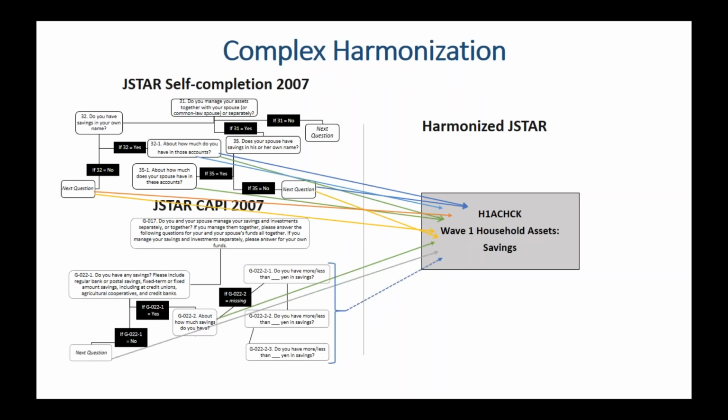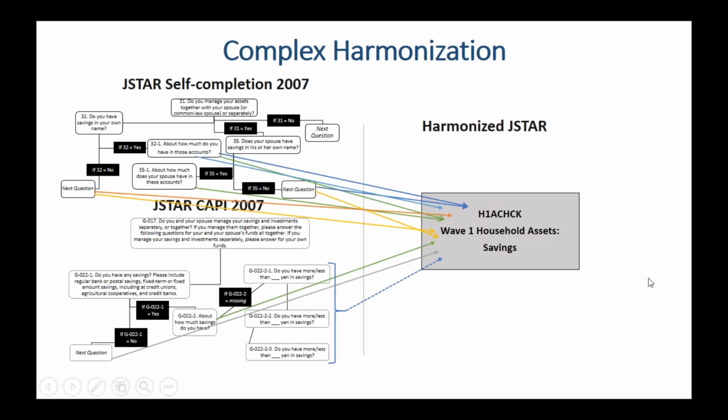So for instance, let's say we were interested in the JSTAR, using the Japanese data, in making a household assets variable, just the savings component of household assets. So this is asked both in the self-completion survey for JSTAR and in the main interview, the CAPI. And there's lots of skip patterns that you have to account for here. So based on whether you have this account, based on whether you and your spouse hold it together or separately, changes how this question was asked and answered. So all of these have to be accounted for.